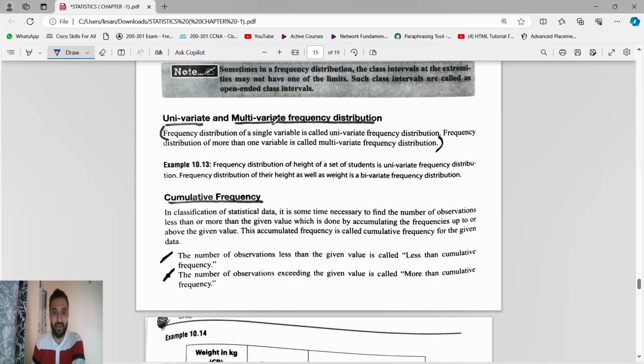Why? Because we are including it in the next class interval. Okay, univariate and multivariate is very easy. Frequency distribution of a single variable, one variable, is univariate; more than one variable is multivariate.